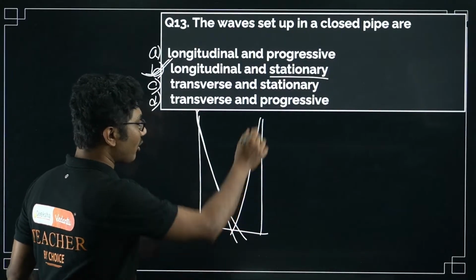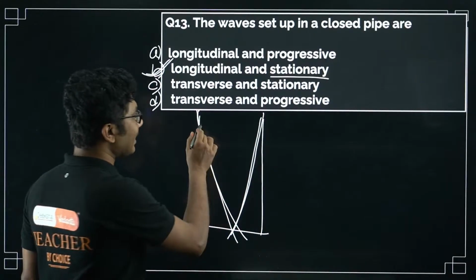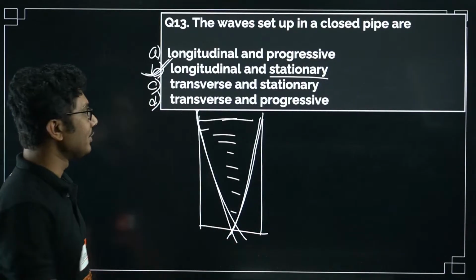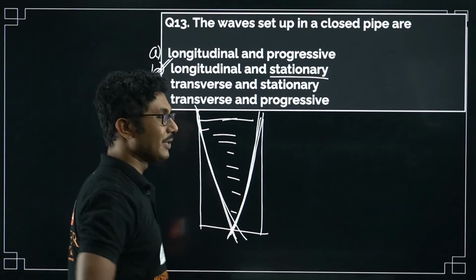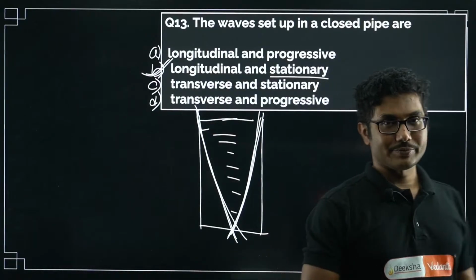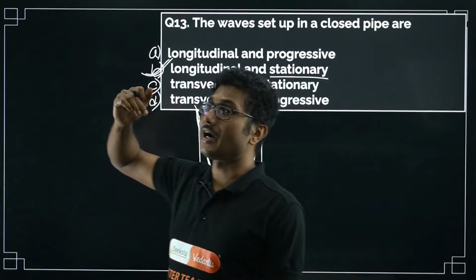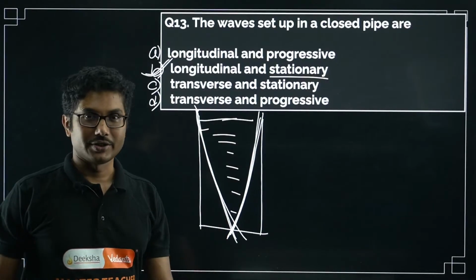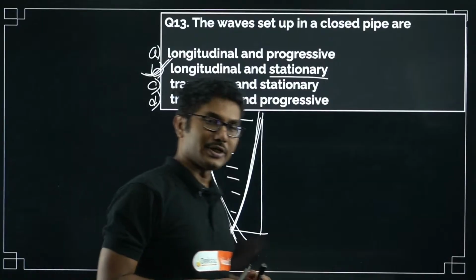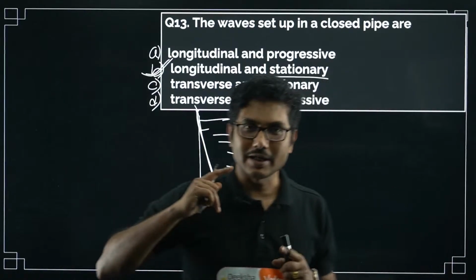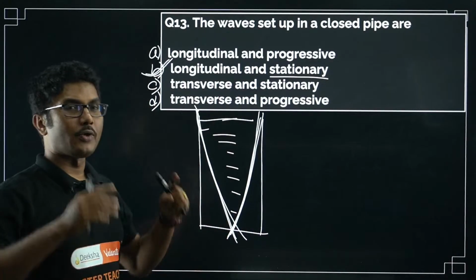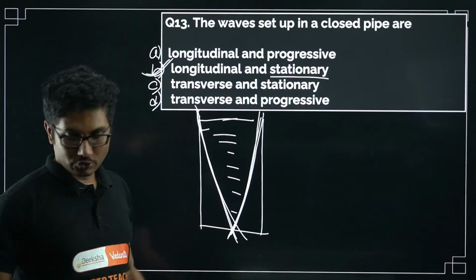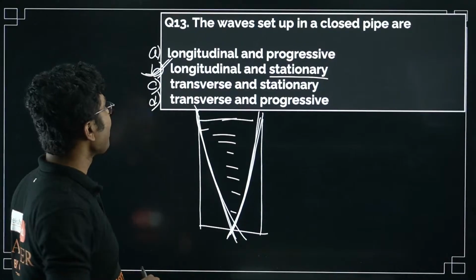The diagram is a false representation. It is very difficult for us to represent a longitudinal wave in this way, so we draw transverse to represent it. But these are not transverse waves. If the same question is asked using a straight string, like a guitar string or the sonometer string, then it will be transverse and stationary. But in an open pipe or closed pipe, whatever it is, if you are setting up a wave, it will be longitudinal and stationary. So always be careful about it.